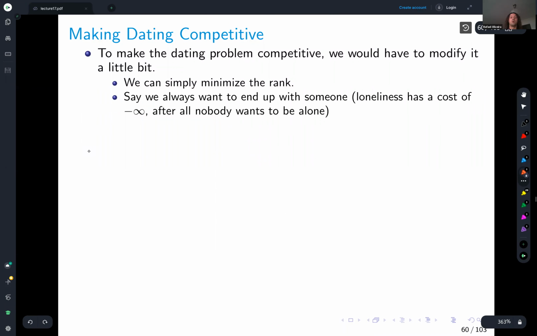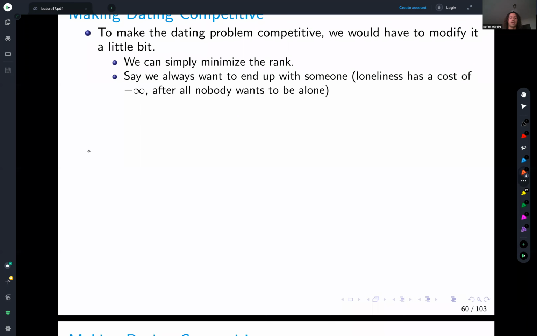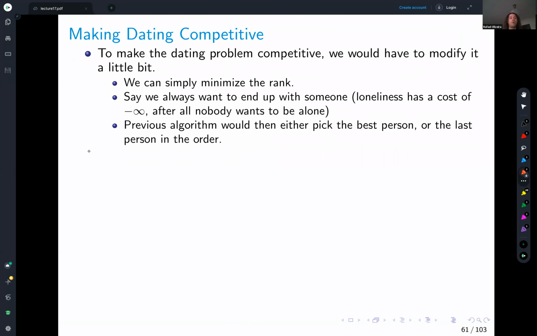Now, let's also assume that we always want to end up with someone, that loneliness has a cost of minus infinity. After all, nobody wants to be alone. So let's say that if you date everyone and you haven't made a decision until your last date, that last date, that's it. You're committing. So what would the previous algorithm do? It would either pick the best person or the last person in the order. Not necessarily the last in the ranking, but the last person in the order. Does that make sense?